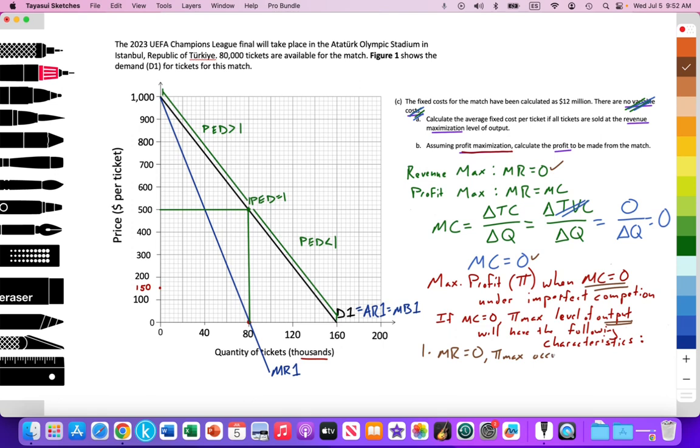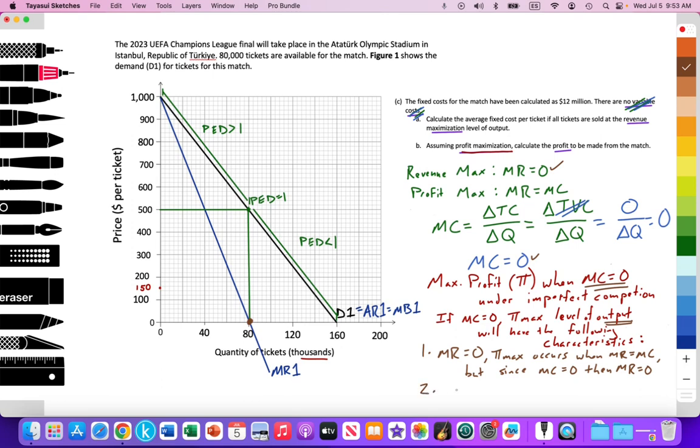So with that being said, profit max occurs when MR equals MC. But since MC equals 0, then profit maximization will also be where MR equals 0, because that's the point of intersection. Then MR equals 0. So the profit maximization level of output is occurring right here. MR equals 0, and the supply curve is also equaling 0 at that point.